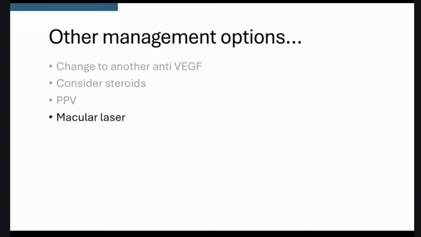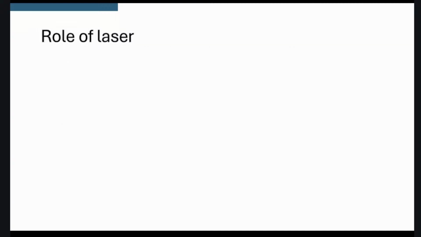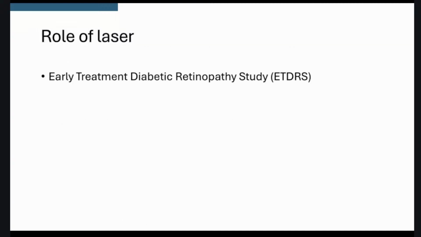And then the last thing that I'm going to speak about is macular laser and the role that it can play even today. So the ETDRS study was the study that showed that macular laser is an option for management of CSMO. And it gave us a classification of CSMO. That's the one that I spoke about a bit earlier.